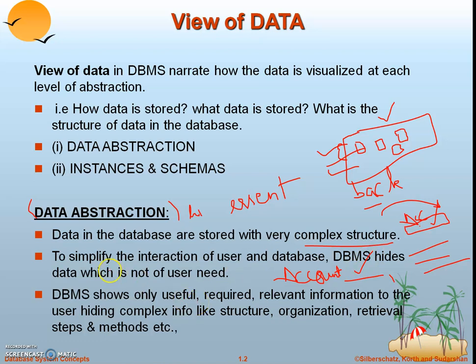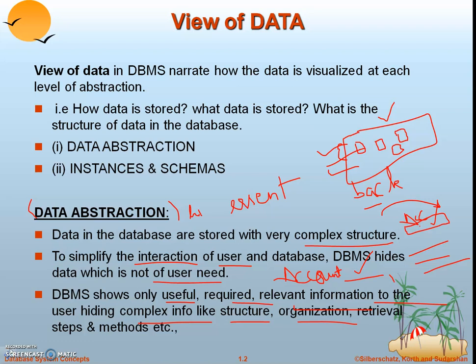So why should we go for data abstraction? It is to simplify the interaction of the user with the database. That's why the DBMS hides the data which is not required for the user. DBMS shows only useful, required, relevant information to the user, hiding the complex structure, organization, or irrelevant steps behind. Once the concept of data abstraction is explained, then you have to go for view of data.